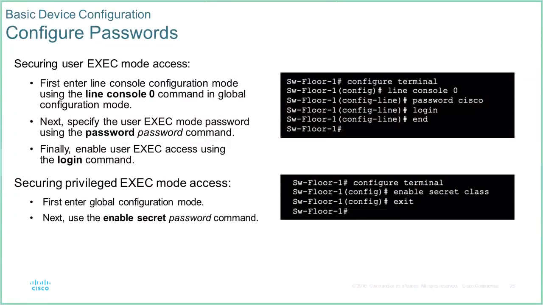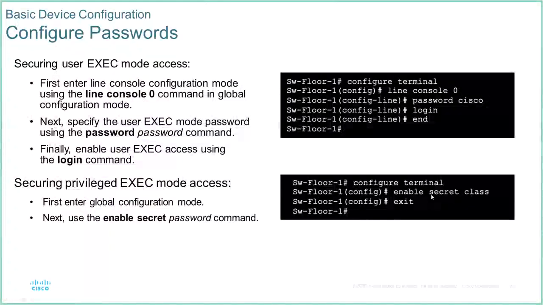So after we set passwords on moving into enabled mode, we need to set passwords on our remote access. So this is how we do it. So the first one is enable secret and then the password. So what we're saying is when we move into privilege mode from user, the enable command, we need to enter the password class.